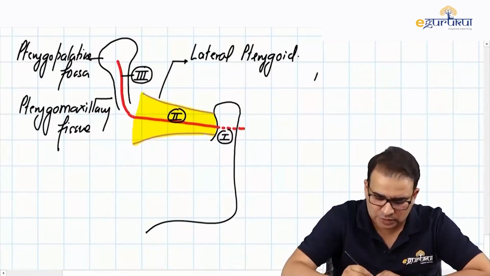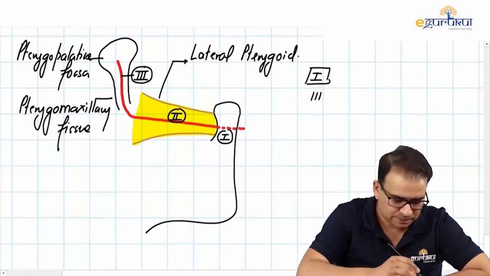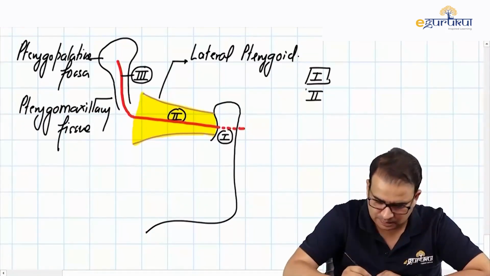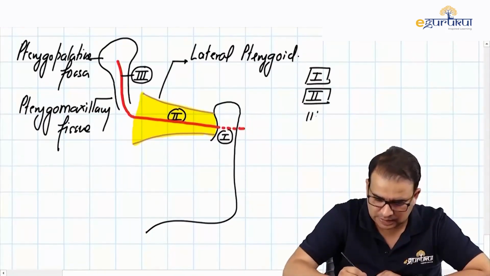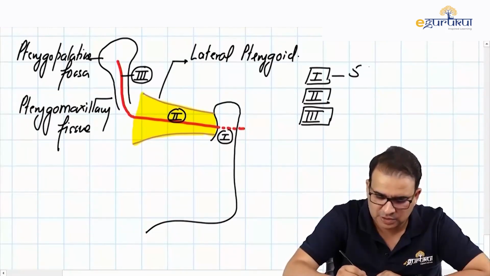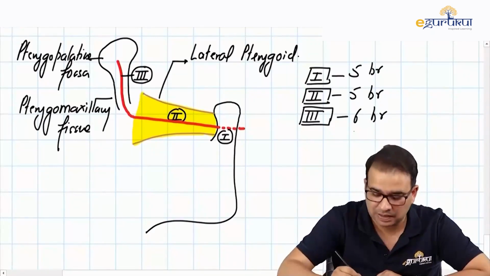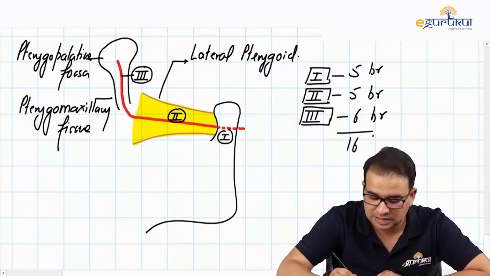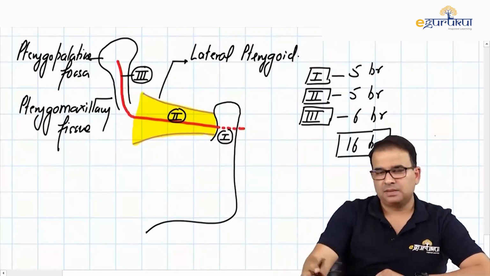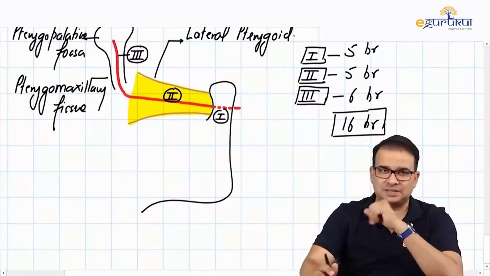Just to remind you, first, second and third part. How many branches were there from the first part? We got 5 branches from the first, 5 branches from the second, and 6 branches from the third part, which accounts for a total of 16 branches of the maxillary artery. That's how we got 16 branches: 5, 5, 6.